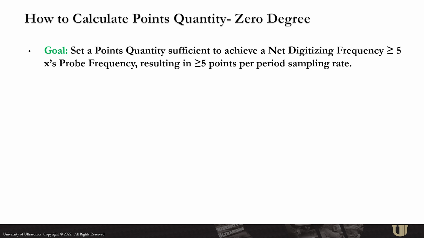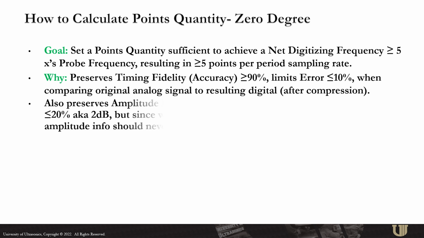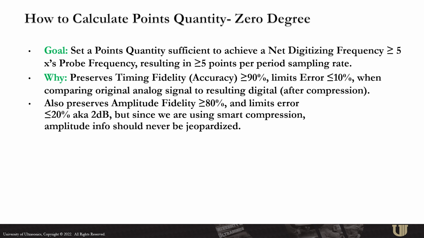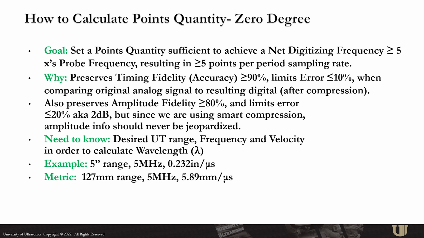Okay, so we have to state a goal. My goal here is to set a points quantity sufficient to achieve a net digitizing frequency of greater than or equal to 5 times my probe frequency, which would result in at least 5 points per period of a sampling rate. The why here is that it preserves our timing fidelity or accuracy to greater than 90%, and it limits timing error to less than or equal to 10% when comparing the original analog signal to the resulting digital. This also preserves an amplitude fidelity of greater than or equal to 80% and limits our error to less than or equal to 20%, aka 2 dB.